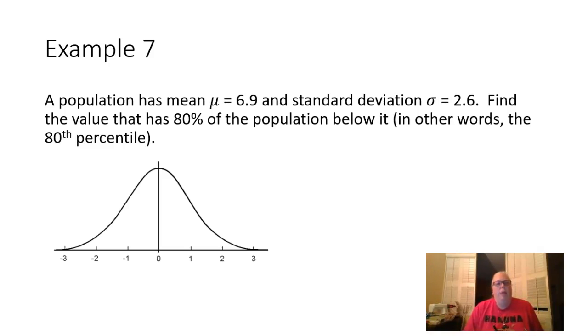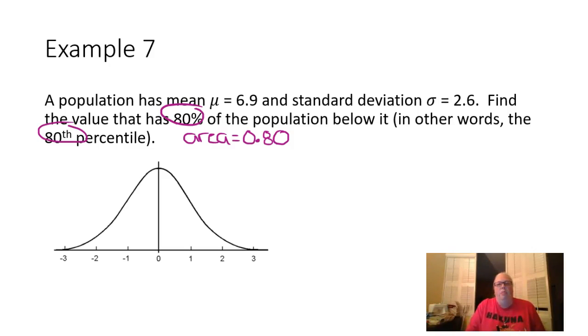Example 7. A population has a mean mu equals 6.9 and a standard deviation sigma equals 2.6. Find the value that has 80% of the population below it. In other words, the 80th percentile. What they're telling me here with this 80% and this 80th percentile is that the area under the curve is going to be 0.80.